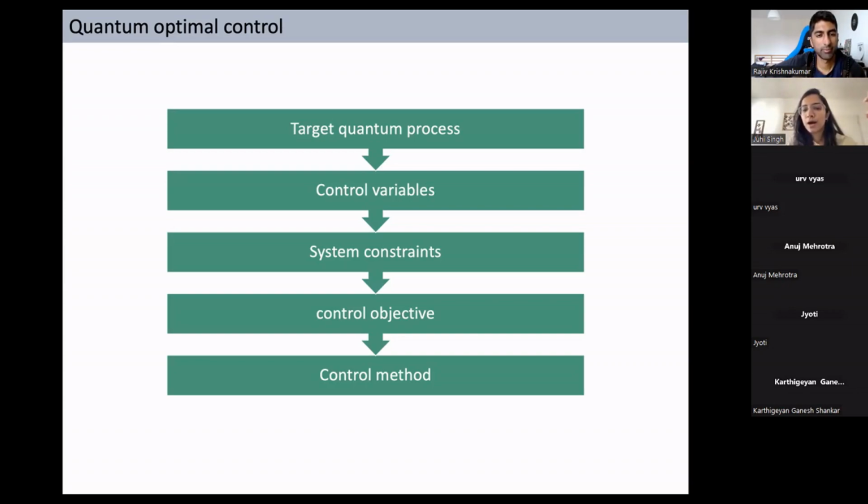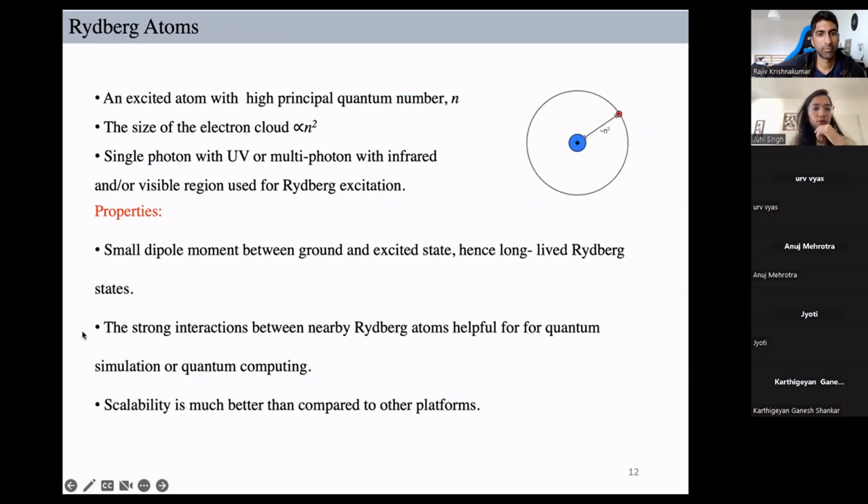Now you ask yourself, what is the method that I want to use? Do I want to use this open loop thing or closed loop thing? And depending on that, which algorithm? So the whole process of quantum optimal control runs like this. If there are any questions till now, otherwise I will go to a specific example, because now we know how quantum optimal control works, but maybe learning with an example is much better. So if there are no questions.